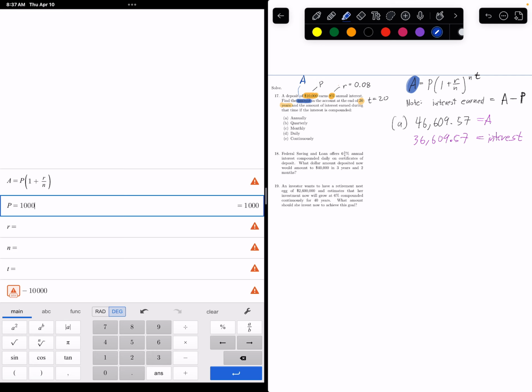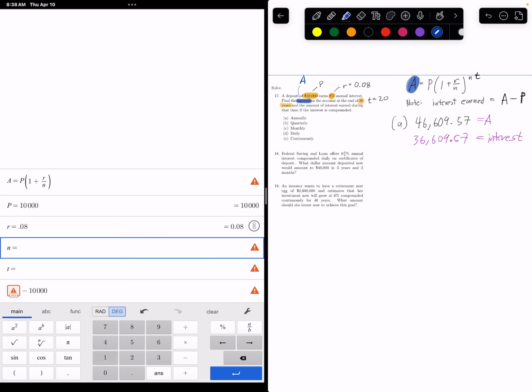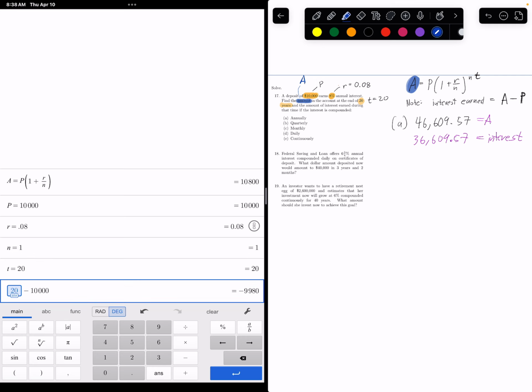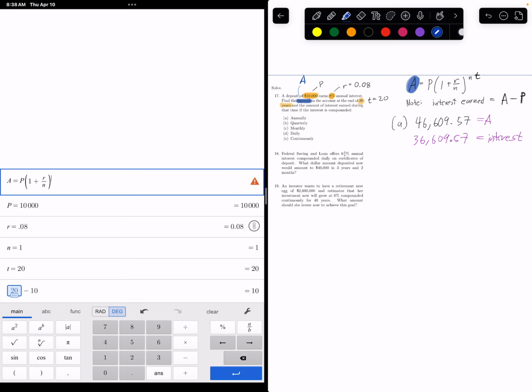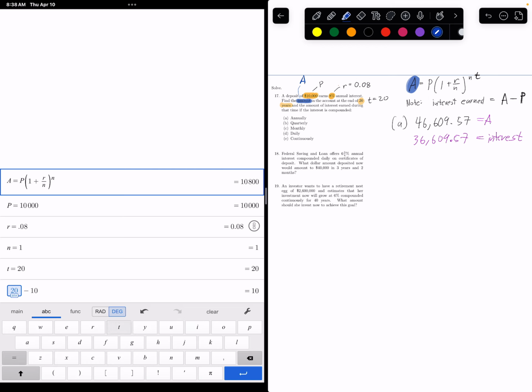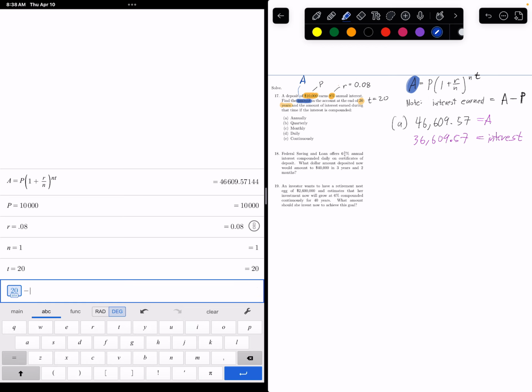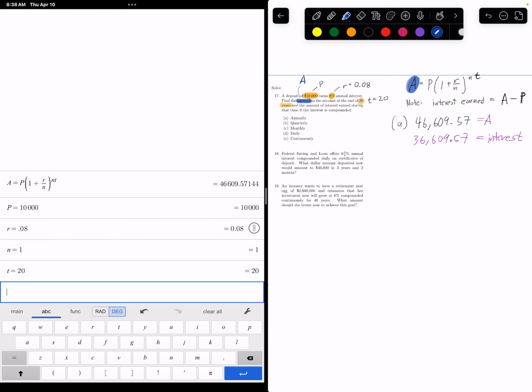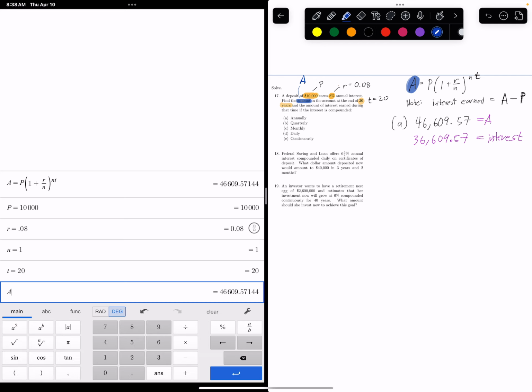Okay, so P was 10,000. R was 0.08. N was, okay, N is going to be quarterly this next round. Actually, let me just do the last one to confirm. T is 20. And this one is, wait, what am I missing? Oh, sorry. My formula somehow got messed up, or I didn't write the NT in the beginning. Okay, and this one is going to be capital A minus 10,000.